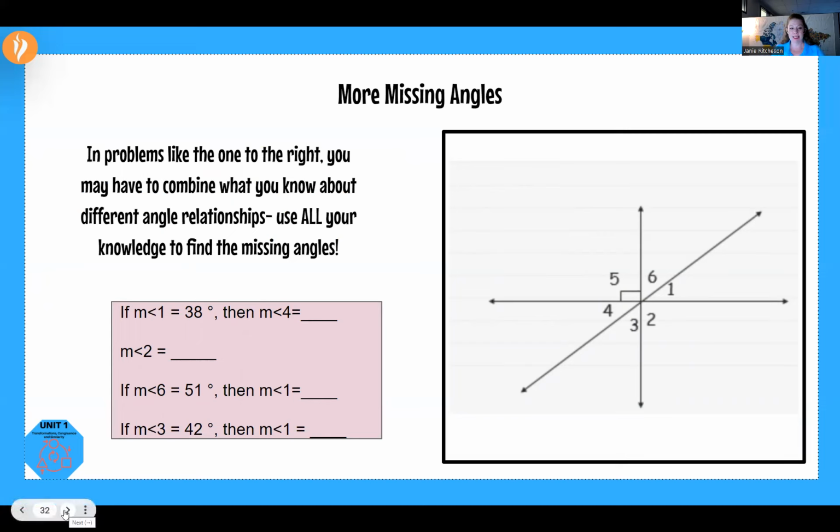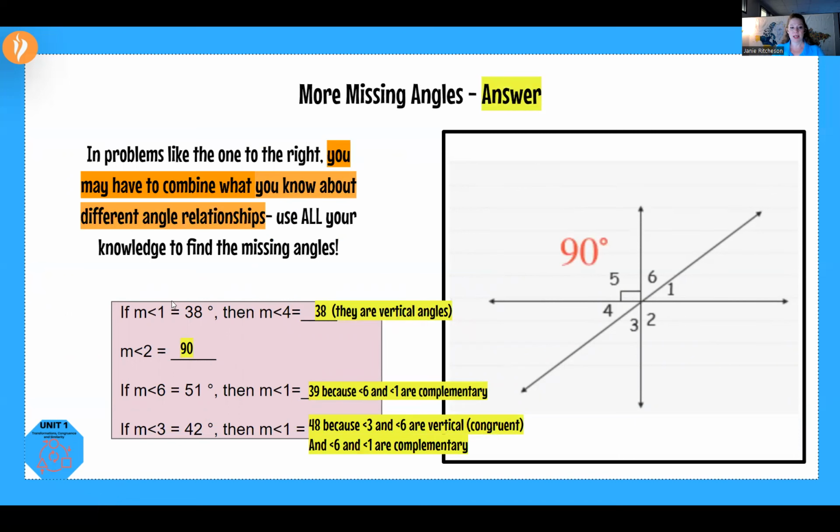All right, let's see how you did. I said that if the measure of angle 1 is 38 degrees, it wants to know about angle 4. Angle 1 and angle 4 are vertical angles, which means they're congruent. So if the measure of angle 1 is 38 degrees, the measure of angle 4 is 38 degrees. What's the relationship between angles 2 and 5? They are vertical. Vertical angles are congruent. So if this is 90 degrees, angle 2 is 90 degrees.